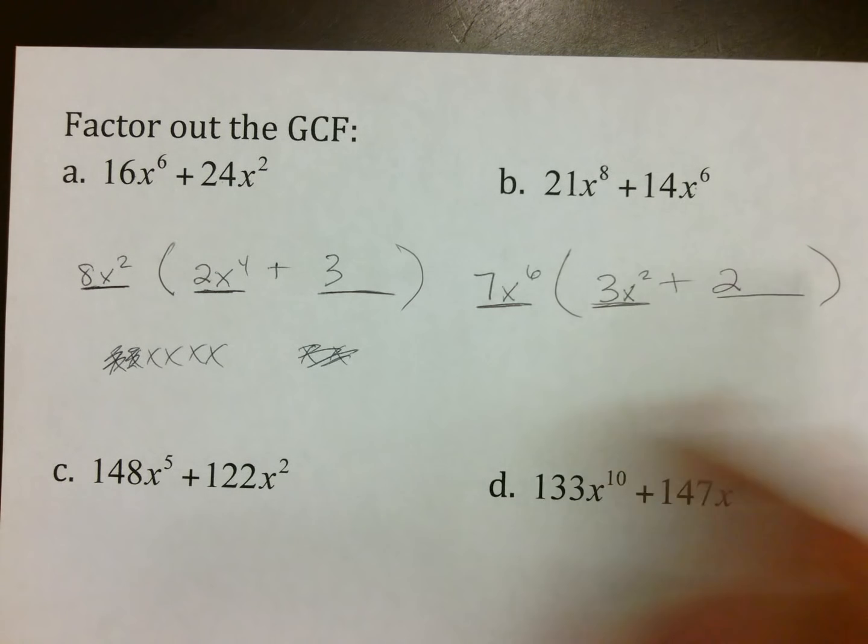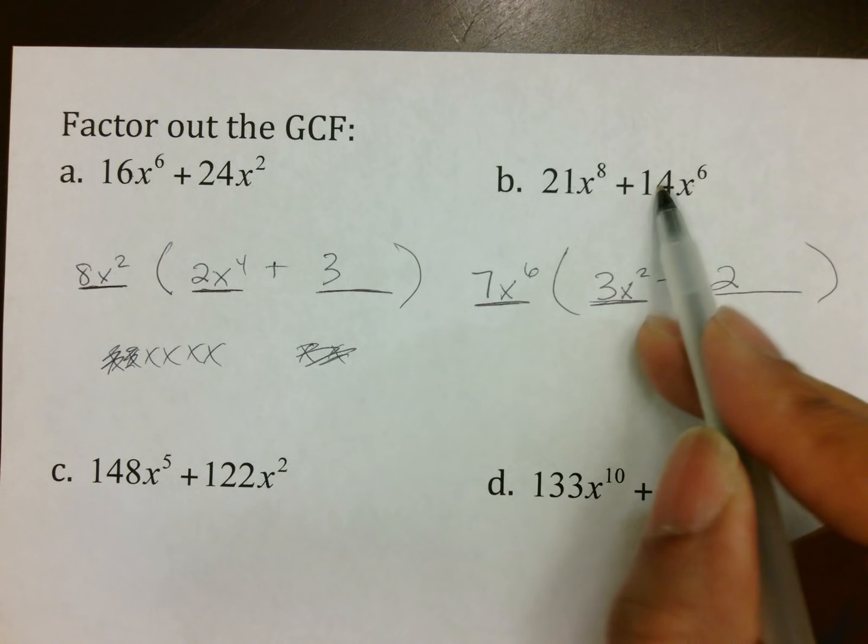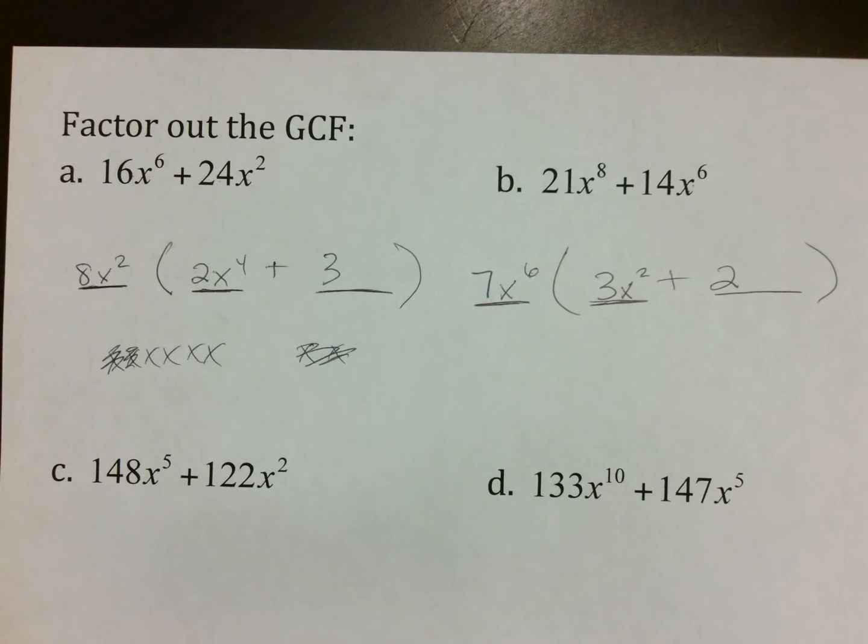That would be it. Again, a quick check. 7 times 3, 21. 6 plus 2, 8. 7 times 2, 14. 6 x's matches what I have there.